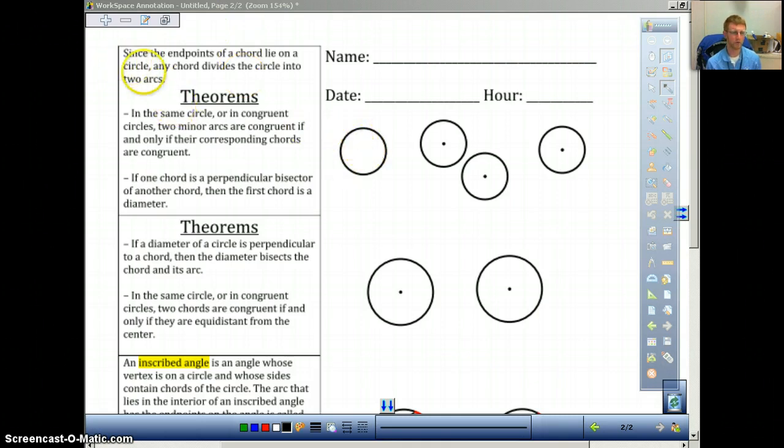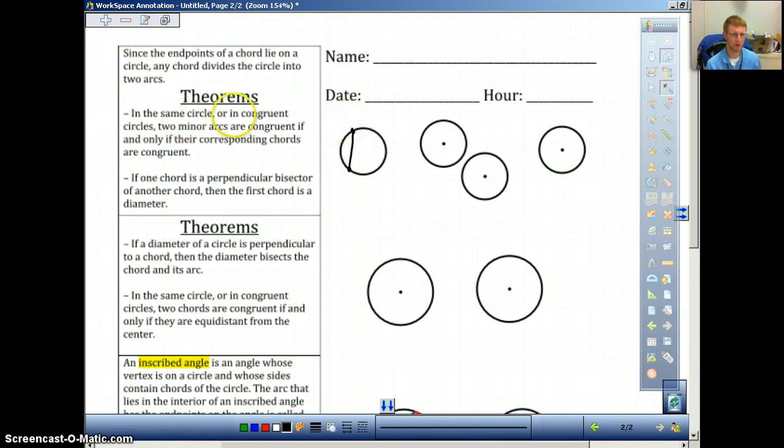So what we're talking about is chords. Now if you recall, a chord is just a line segment inside of a circle. So if I were to draw a line, say from right here to right here, that is a chord. A chord is just basically 2 points that are being connected in a circle, and it can be any 2 points along that circle that are connected. Okay, so let's talk about this theorem.